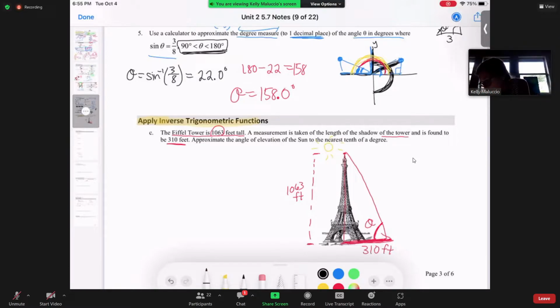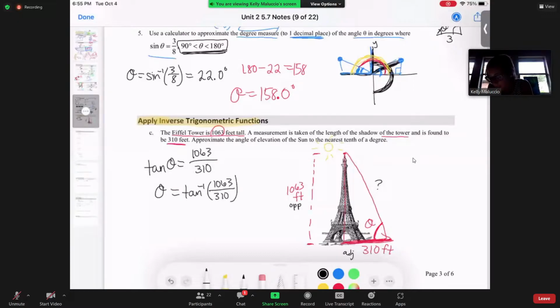So I know my height, I know my 310, my adjacent side. So I have adjacent and this is opposite. So I'm going to use tangent. Tangent of theta, because I could find the other side, but then I have a square root, and I'm being a little extra. I don't want to do that. So tangent of theta is opposite over adjacent, so 1,063 over 310. And so to get my theta, it's going to be the inverse tangent, or arctan, whichever you prefer, of 1,063 over 310.